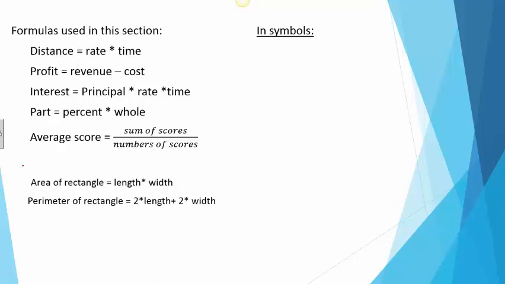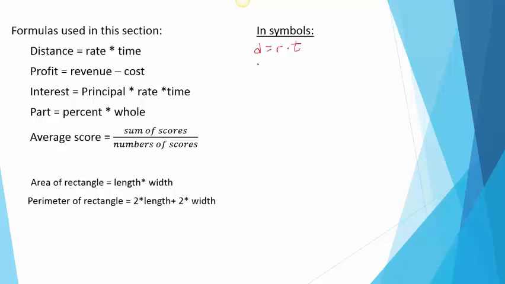So I'm going to write these. These are the ones that are used in this section. That way you can have them handy. If you're looking at this, this is distance equals rate times time. In symbols, it looks like this. Or there's no dot there at all, it's just rate times time.